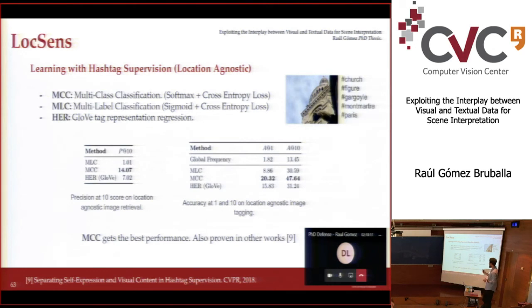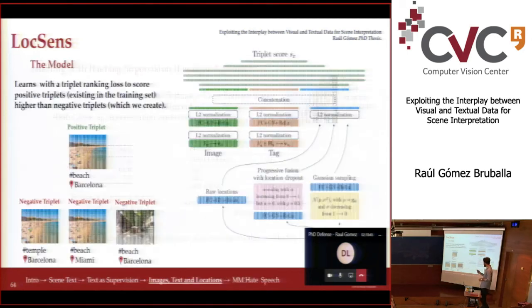So results on location-agnostic image retrieval and image tagging show that in both tasks the multi-class classification method is the one performing best, with a huge difference actually. And that might seem counterintuitive because we have multiple tags per image, but it's consistent with results shown in other works, such as the one I'm citing here, when we have a large number of tags.